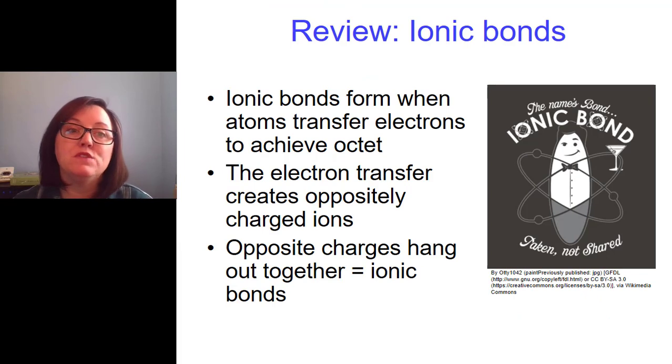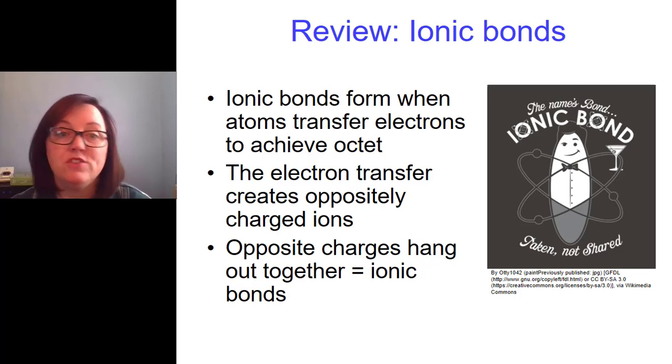So in review, ionic bonds form when atoms transfer electrons to achieve octet. The electron transfer creates oppositely charged ions, and then the oppositely charged ions just simply hang out by each other, forming an ionic bond.